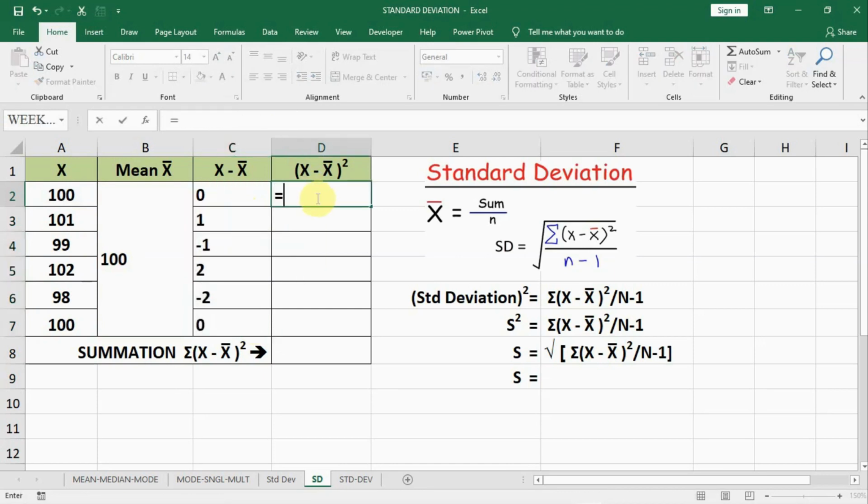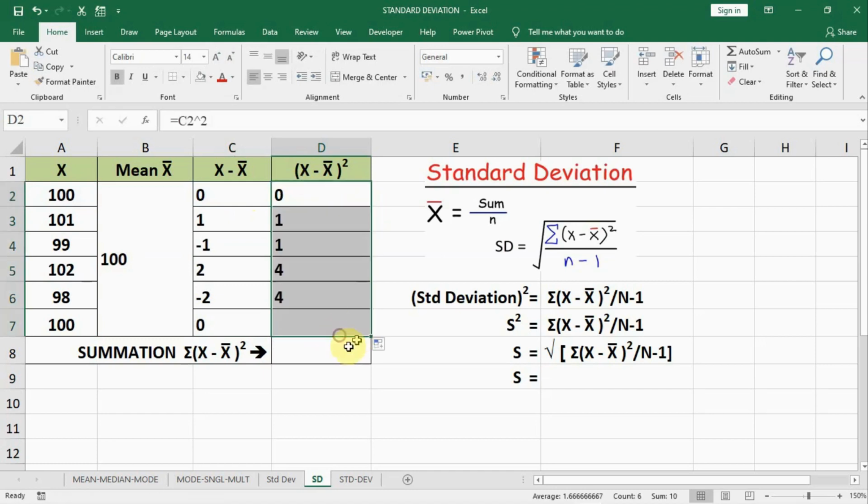After dragging it down, make a square of it here. This is equal to the cell to the power 2. You can find this caret sign on your keyboard above the number 6. Then drag it down like this. Calculate the summation sigma, that is Alt plus equals. The sum comes out to be 10.